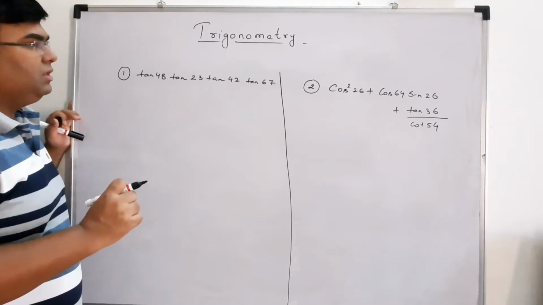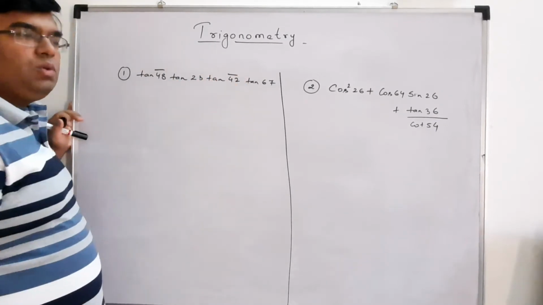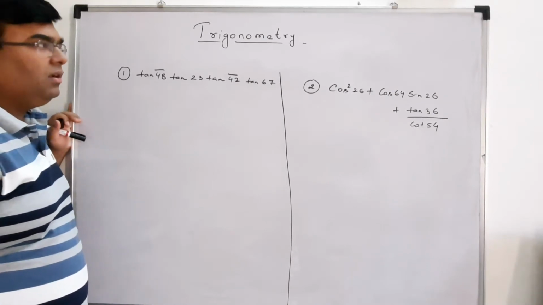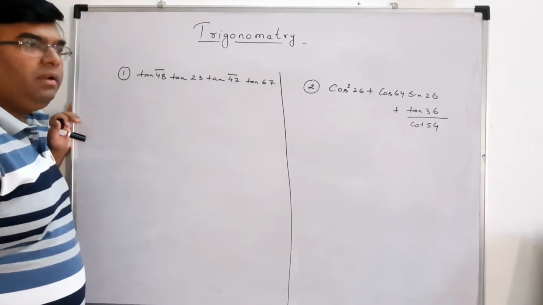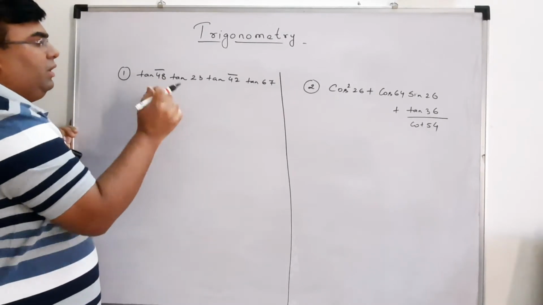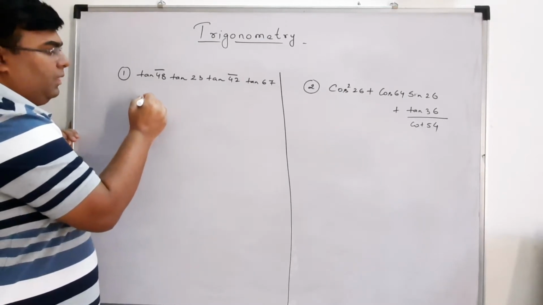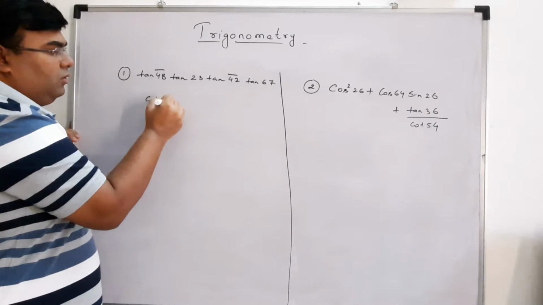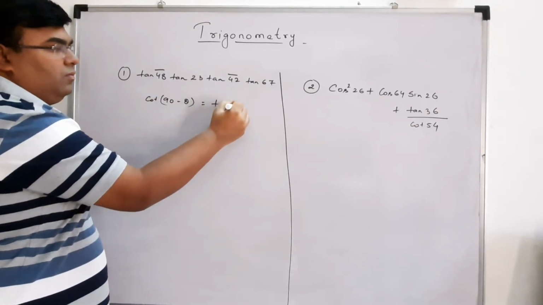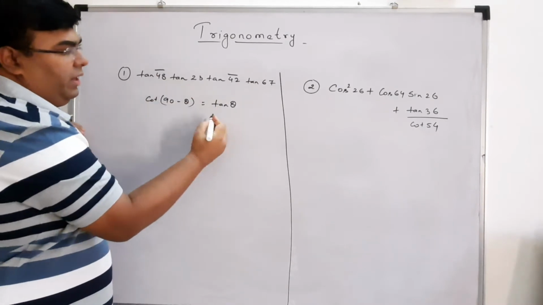For example, see 48 and 42. If you add these two angles, you will get 90 degrees, so we can convert one of these tans into cot. How will we do that? See, tan 48. If you use the complementary angle relation, which is cot of 90 minus theta is equal to tan theta. Now theta here is 48.